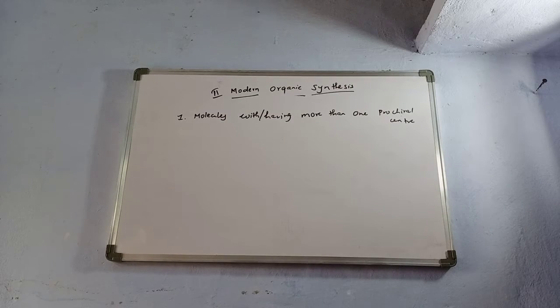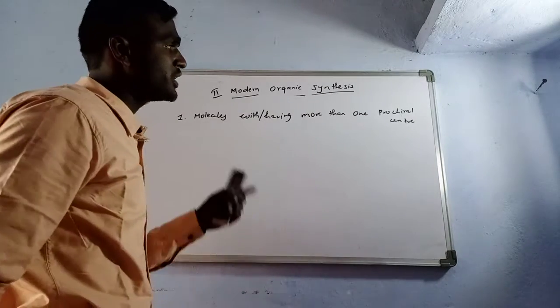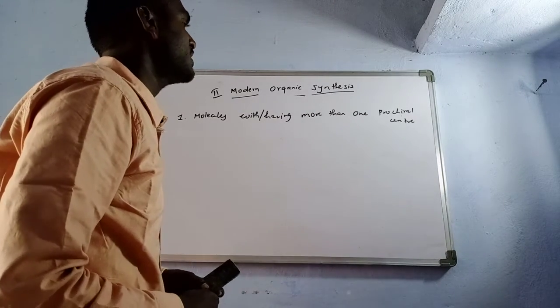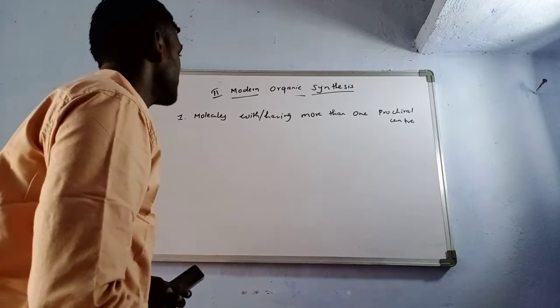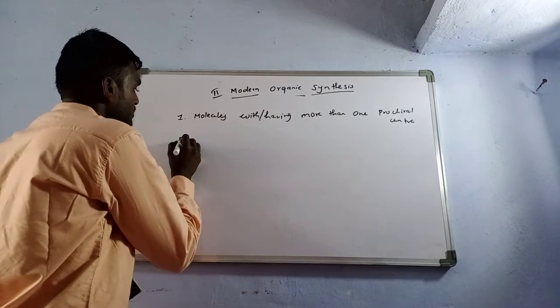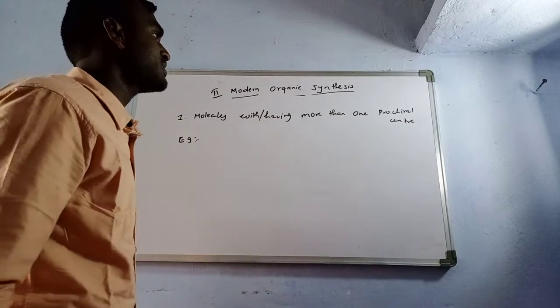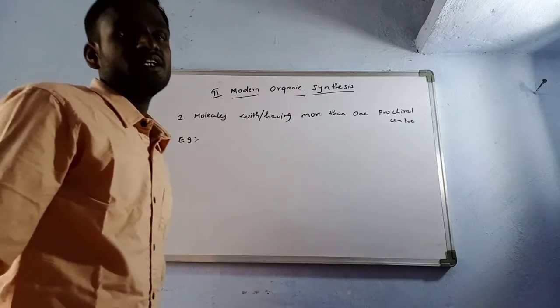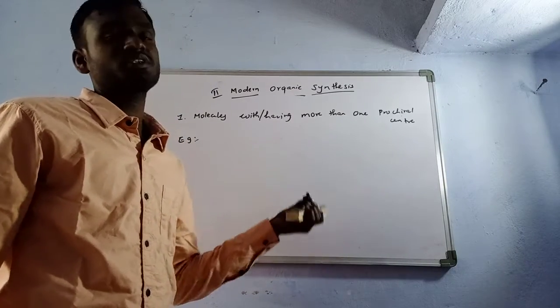Okay, now we are going to discuss molecules which have more than one prochiral center. Let's see an example for this. Whenever a molecule has more than one prochiral center, we can easily identify the diastereomer and enantiomer relationships in the molecule.